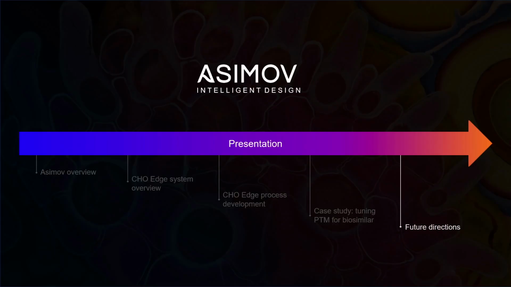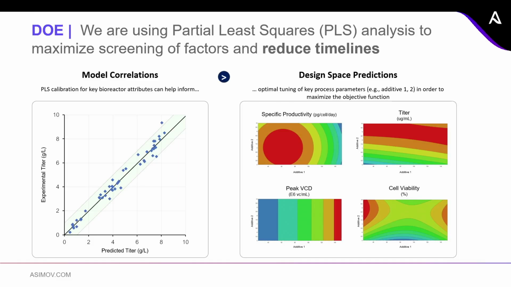Now that I've talked a little bit about that specific case study, I'm going to talk about how we're using all of that data to develop future directions and future predictions. In the typical process development world, we use design of experiments using partial least squares to generate different model correlations. So we'll design a DOE, calibrate a model so that we can get experimental titer versus predicted titer, and then use those insights to try to optimize or tune that design space so that we can tailor either the glycan species or any other species that we're looking for in that DOE.